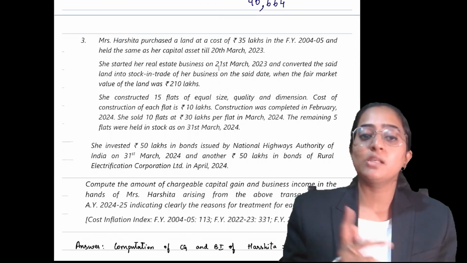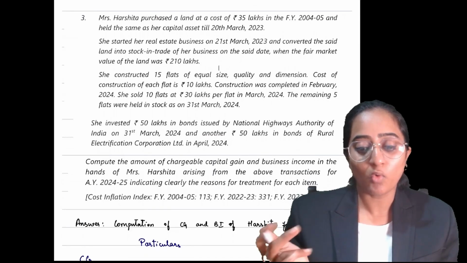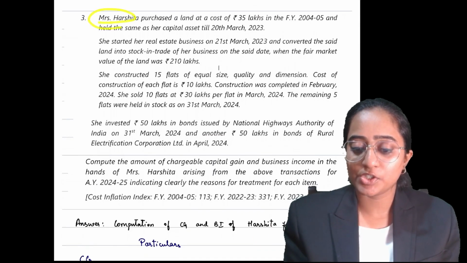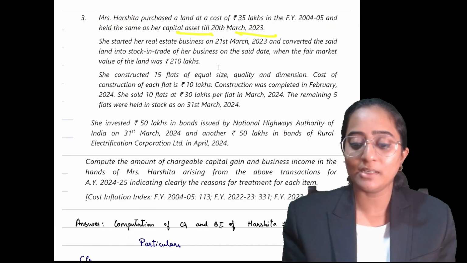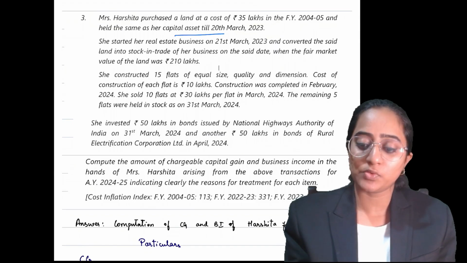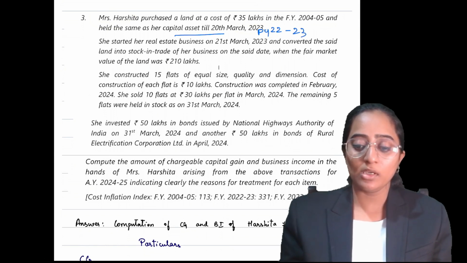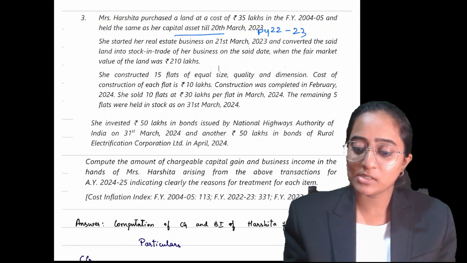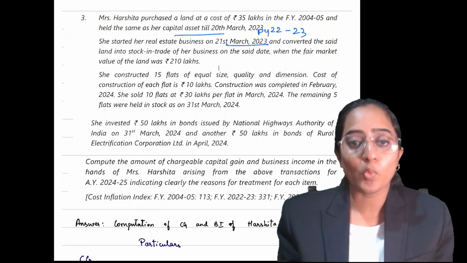People, the next question is similar to the concept which we have seen before. But now let's try to understand what they have done. Mrs. Harshitha purchased land of 35 lakh in PY 24-25 and held it as capital asset till 20th March 23. Held as capital asset till 20th March 23 means till PY 22-23 she held it as capital asset. Okay, fine. She started a real estate business and converted the said stock into trade, where the fair market value was 210.